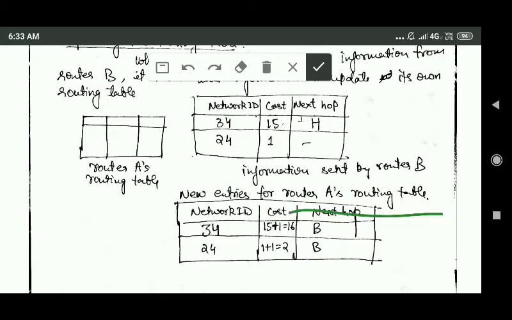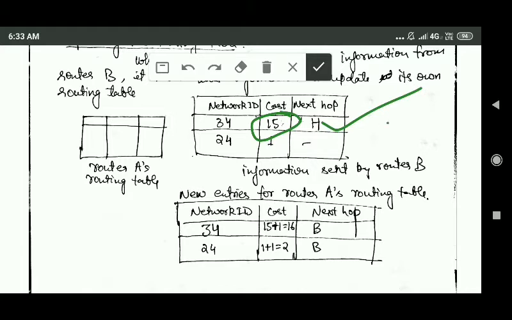See the first row of the information sent by router B. The first row specifies that if a packet has to be sent from router B to network ID 34, then the cost will be 15. And to send that packet to network 34, router B has to transmit that packet to next router H.